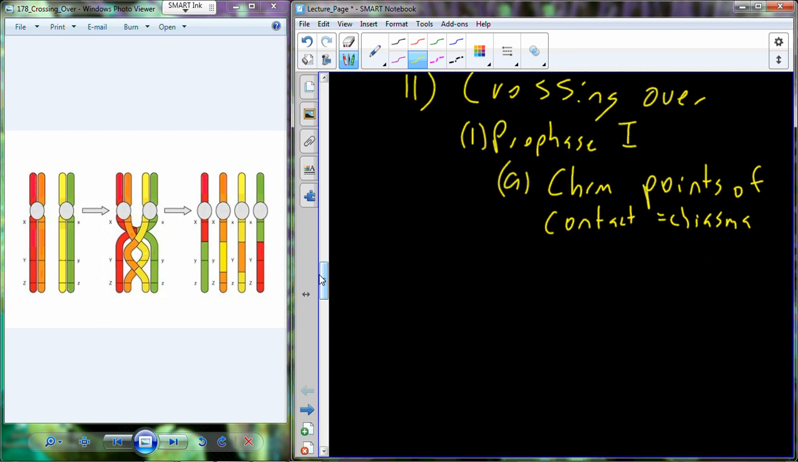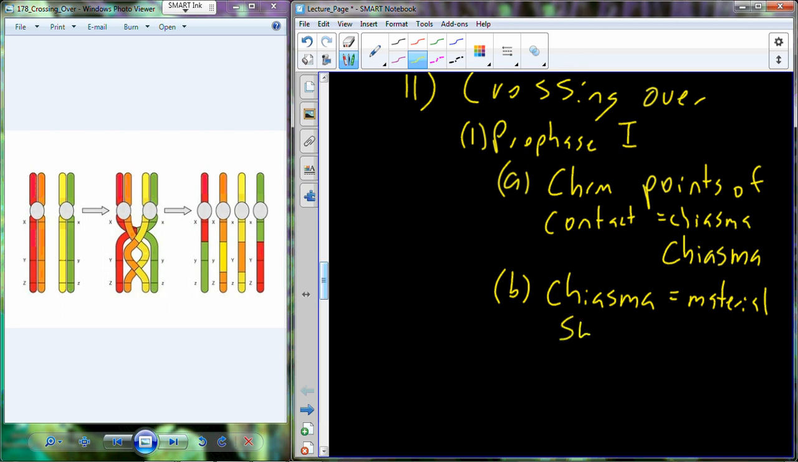Now, at each of these points of contact, here's a point of contact here, you can see that the genetic material between these two inner sister chromatids is going to be exchanged. Chiasma. So at each of these chiasma, or points of contact, the material is switched.